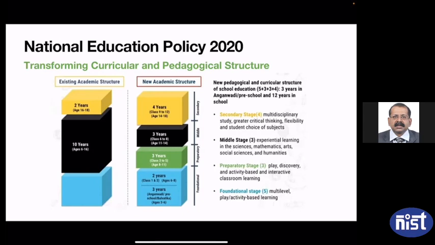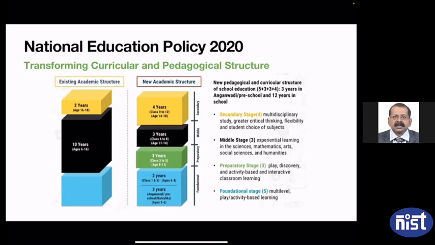Then the next stage after class 2 comes the preparatory stage, which is from classes 3 to 5 and for ages 8 to 11, where again the education is through play, discovery, activity-based, and now interactive classroom learning also becomes a part of the learning.